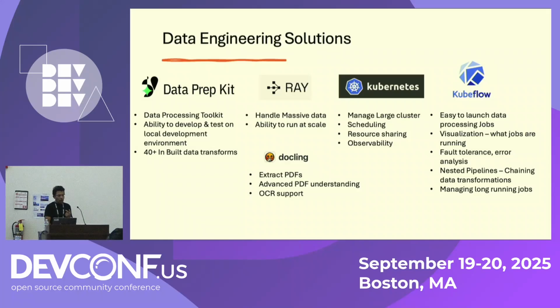It also has fault tolerance, and you can create nested pipelines where you can chain different pipelines together. And then the whole organization can have a unified UI where you can look at what jobs are running and then spawn your own job based on what's running versus what's not running.